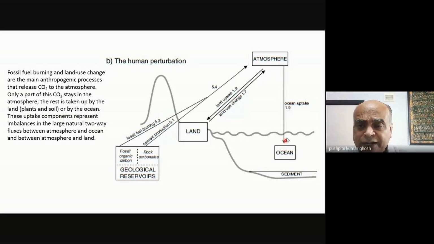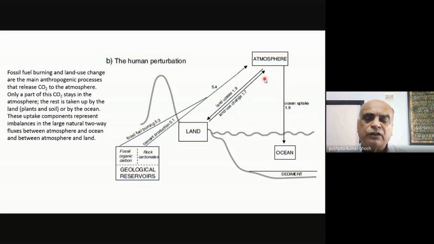But even if I take today's point in time, what do I find? That 5.4 petagram went into the atmosphere from the burning, and then 1.7 petatons came from land use change, because forests are being cut down and forests are burning. So together, 5.4 plus 1.7 is 7.1 petaton net flux towards the atmosphere. How much came out from the atmosphere? 1.9 and 1.9, 3.8. So what has happened is that between 3 and 4 petatons of CO2 is building up in the atmosphere every year.